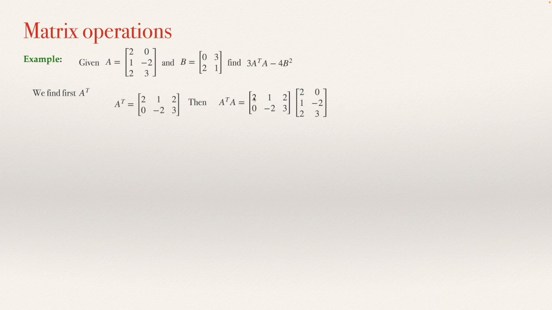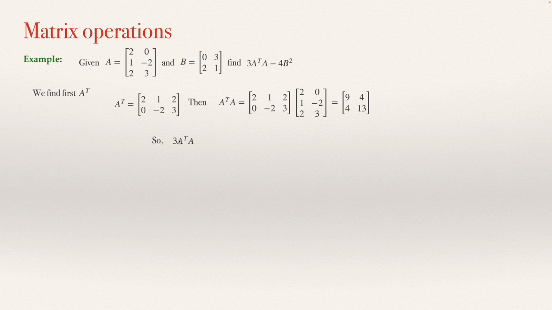The result will be a matrix of 2 rows and 2 columns: the number of rows of the first one and the number of columns of the second one. A 2 by 2 matrix. You can check that this is the result: 9, 4, 4, 13.